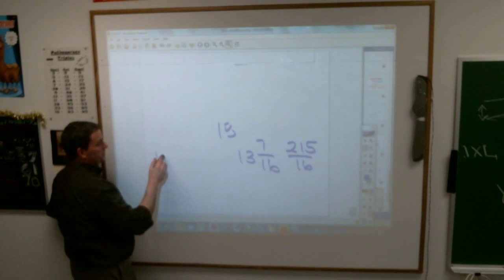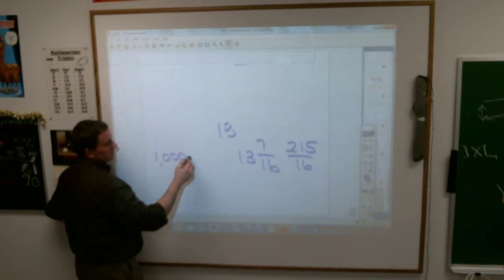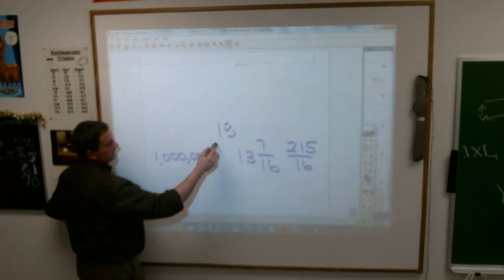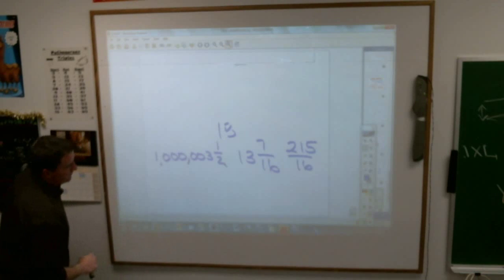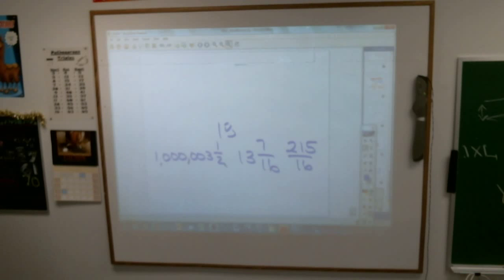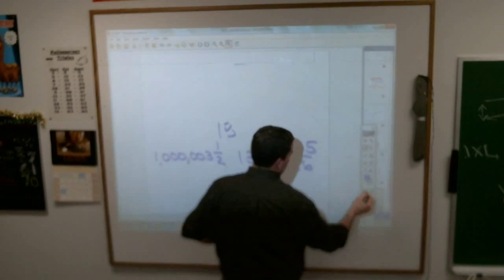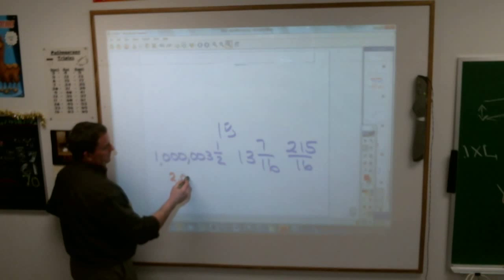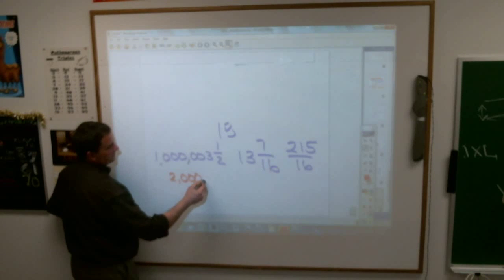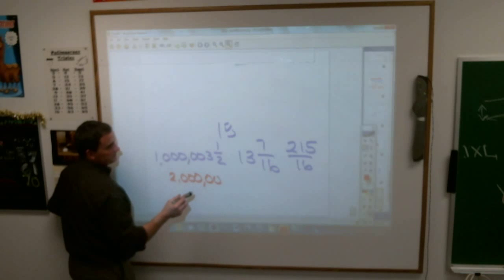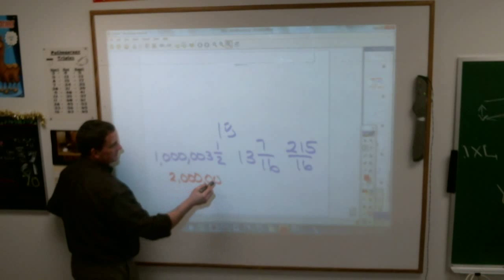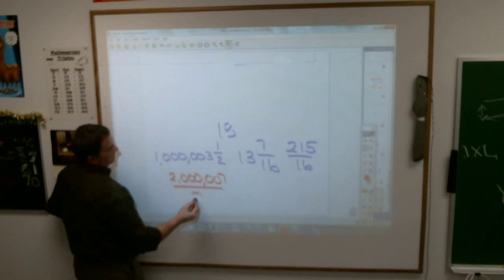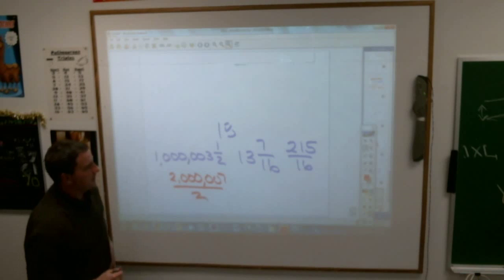What about 1,000,003 1/2 as an improper fraction? Cabron had it, I heard her say it. 2,006 over 2. Oh, you're so close. Did you add the 1 to it? Oh, no. 2,007. 2,007 over 2.